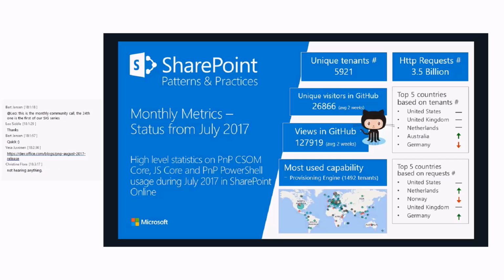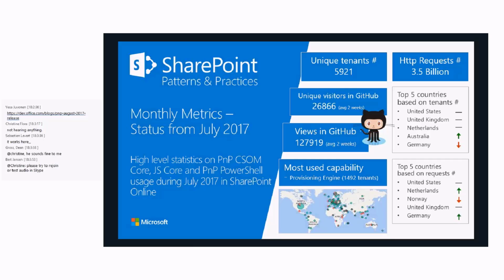But if we think about only the PnP CSOM core component, JavaScript core component, and PnP PowerShell, we had 5,921 unique tenants using these within the last month, and that was 3.5 billion HTTP requests going through those components. In GitHub across the SharePoint organization, there were 26,000 unique visitors, which is still growing heavily every single month, which is good to see. So people are learning to use GitHub as well. For some of you it might be pretty obvious how GitHub works, but for classic SharePoint developers moving into this new world of working it might take a while, which means we'll see plenty of growth on that side in the future as well.